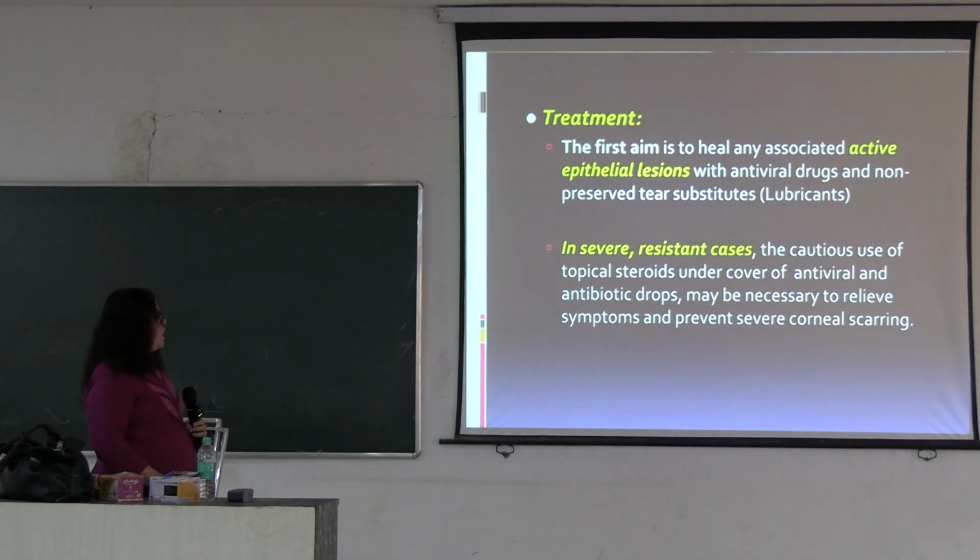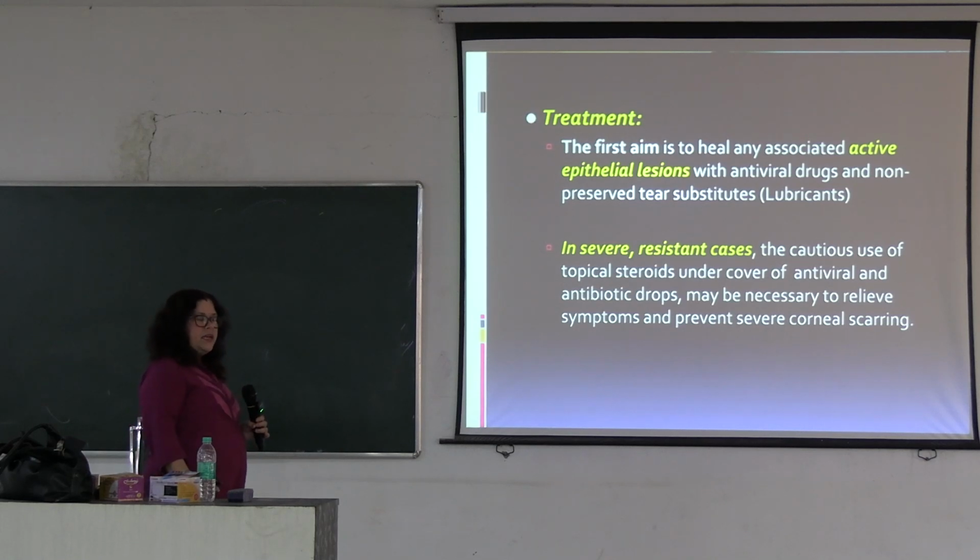Treatment. Our first aim of treatment is to treat the active epithelial lesions, and active epithelial lesions should be treated with lubricating eye drops. In severe cases, along with antiviral and antibiotic eye drops, steroid eye drops are also given in a tapering dose, and if the condition improves, then we taper the dose of steroid to prevent corneal ulcer.